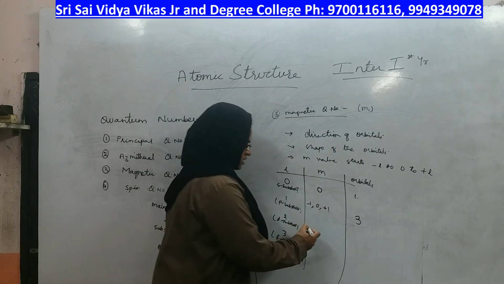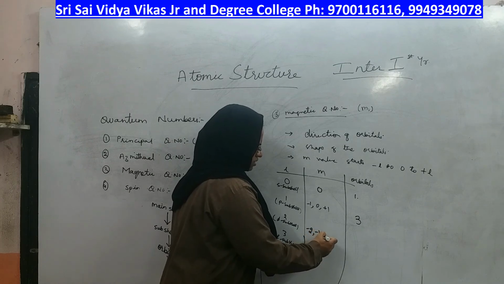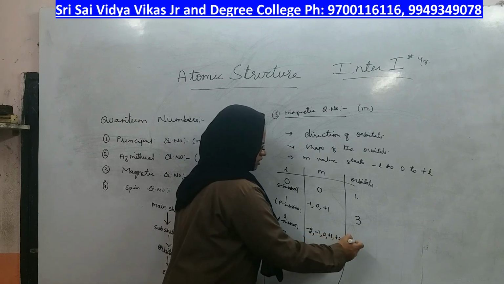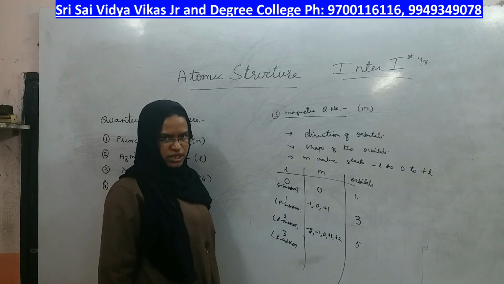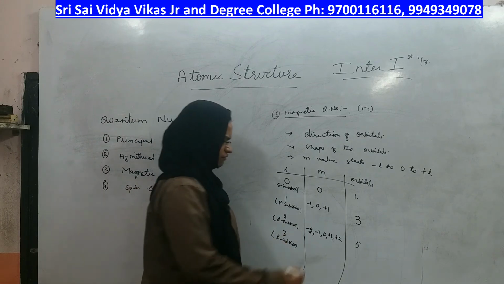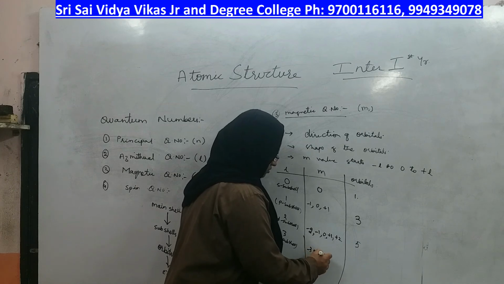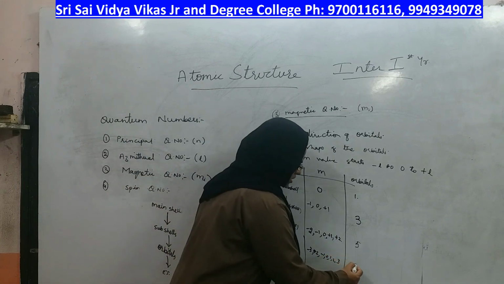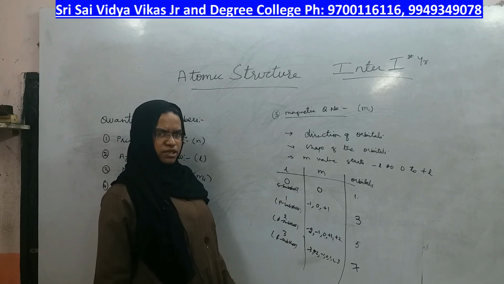Coming to the D subshell, starting from minus L till plus L: minus 2, minus 1, 0, plus 1 and plus 2. 1, 2, 3, 4, 5. Inside the D subshell, there are 5 orbitals. Coming to the F subshell: minus 3, minus 2, minus 1, 0, 1, 2, 3. Total 7 orbitals are there inside the F subshell.